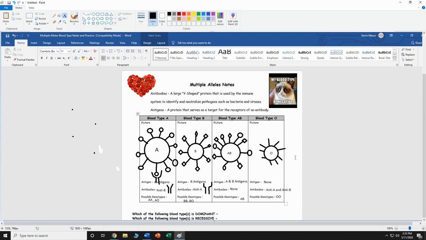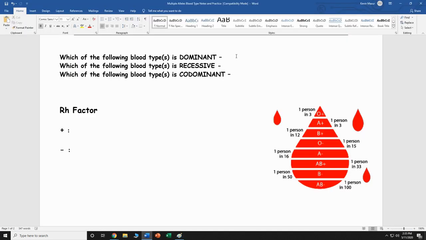Now, back to some more notes. All right. So like I said before, the following blood types are dominant. A is dominant and B is dominant. All right. The following blood types are, actually, let's do this. Let's say type A and type B. So there's just no confusion. The following blood types are recessive. Type O is recessive, and codominant is going to be if you have type AB blood. Okay.